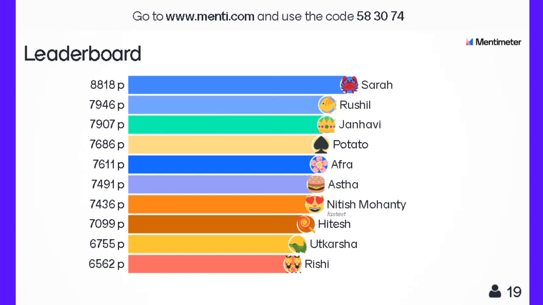Astha is moving up. The burger is moving up. Afra has gone down slightly. Potato maintaining a steady state. Janvi on third. Rushil second moved up. And Sarah on top. Okay guys.